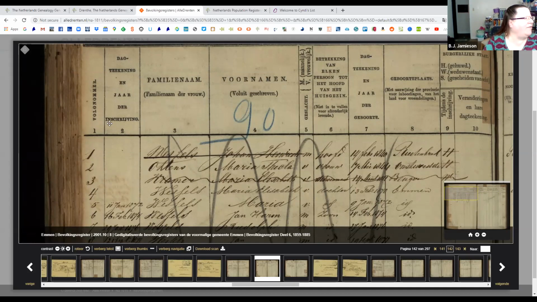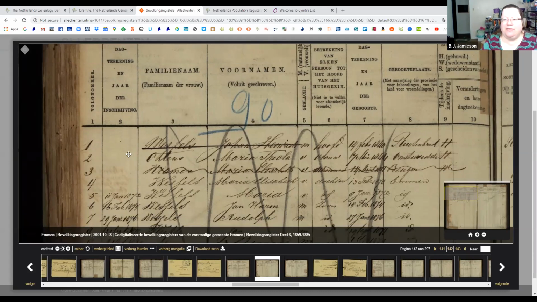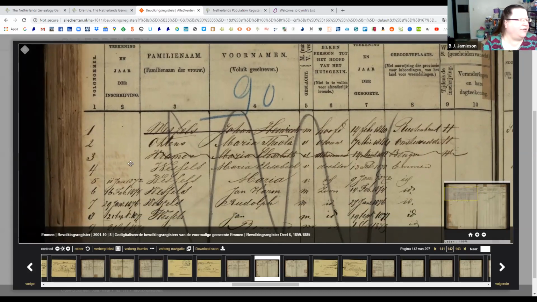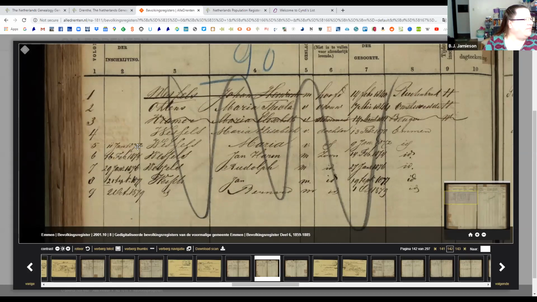And I have a feeling that inscribing probably means when it was written or inscribed. And this looks like maybe it's where they've moved. I can't tell. But that looks like it's going to be a really useful record set if I'm looking for somebody's great-grandmother in the late 1800s in the Netherlands.